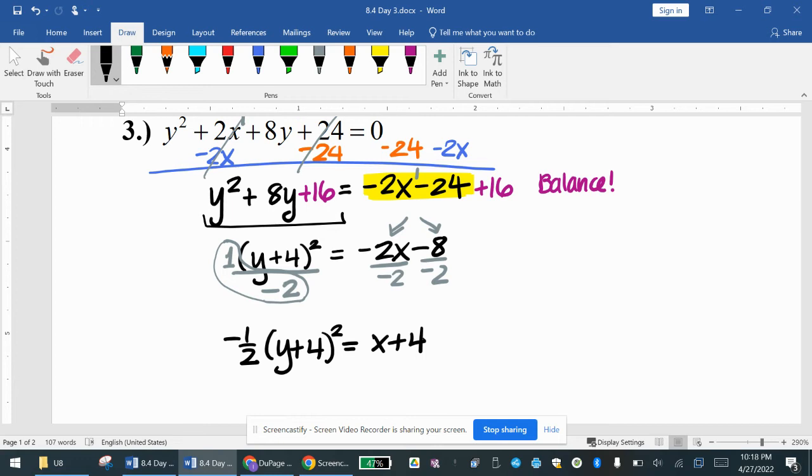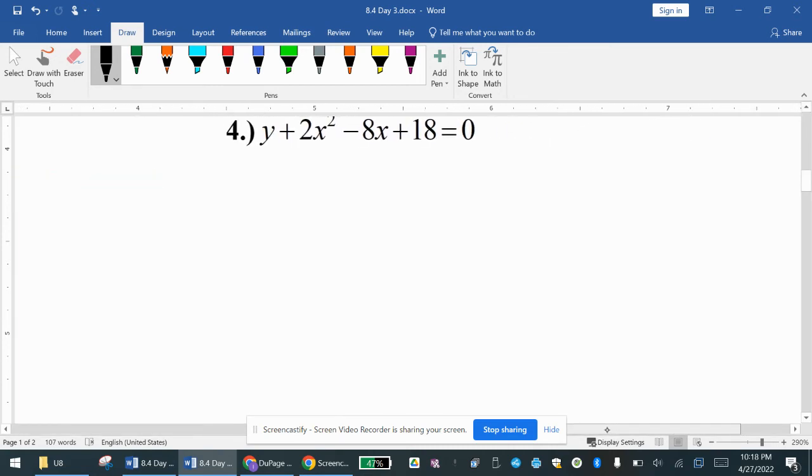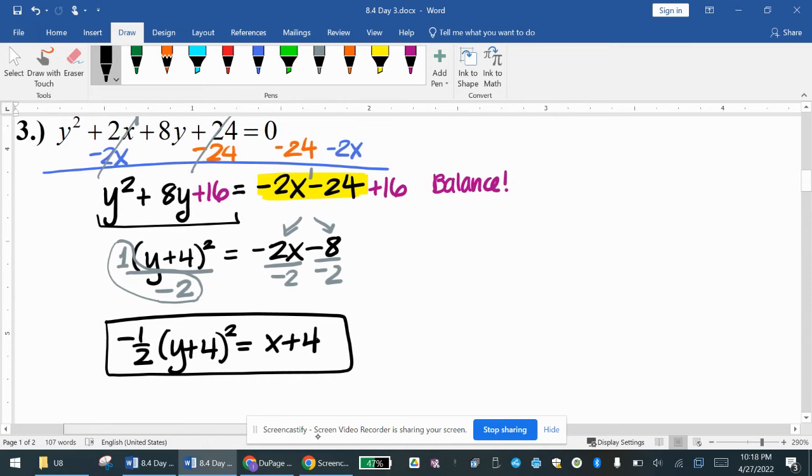So this parabola, the major axis would be the x-axis, right, because that's the linear term. It would open left because the leading coefficient of the quadratic term is negative, and the vertex would be negative 4, negative 4. Okay, sorry, I kind of shot out of that view really quick.